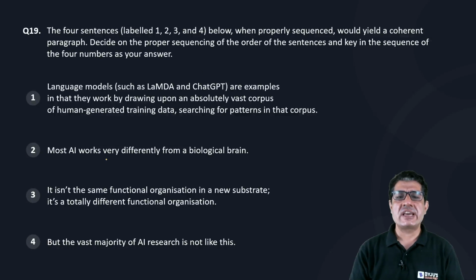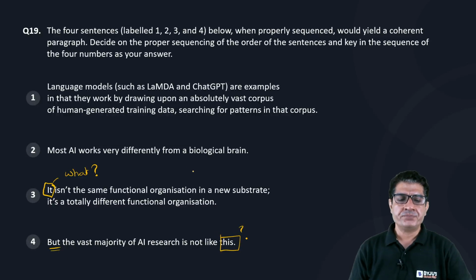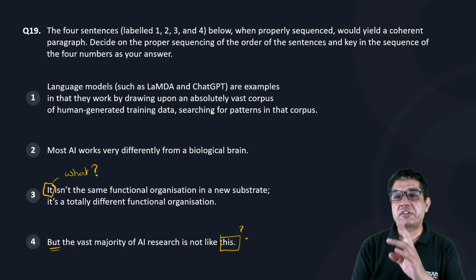Second, most AI works very differently from a biological brain. Third, it is not the same functional organization in a new substrate. What? That's a clue. And fourth, but the vast majority of AI research is not like this. Now, when I read all of these sentences together, I realized that fourth was very misleading. Fourth would have troubled a lot of people.